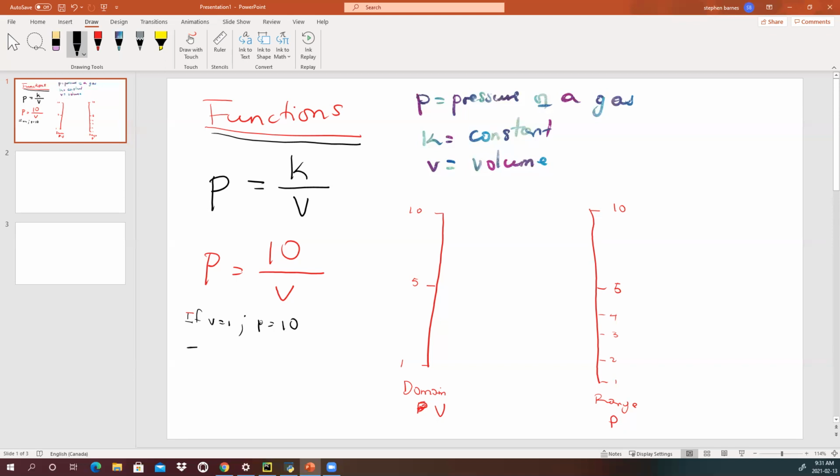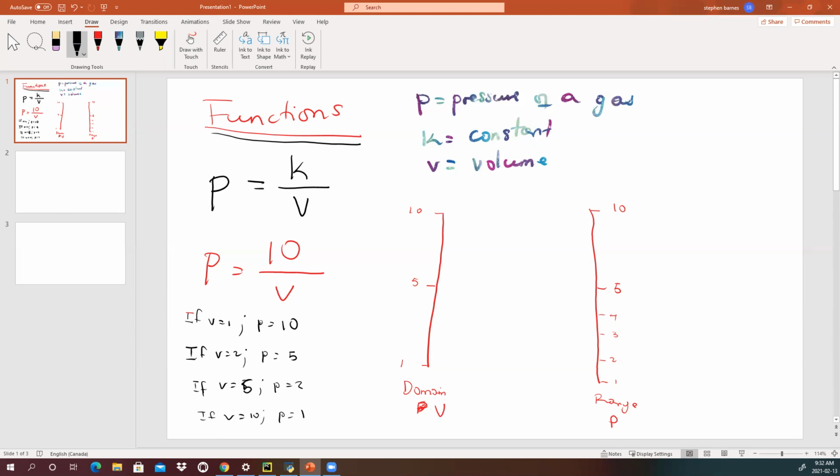Good. Let us say if V is equal to 2, what is P? 5. If V is equal to 3, let's not use 3, I don't want to get an odd number. If V is equal to 5, what is P? 2. And if V is equal to 10, what is P? 1. All right, so let's work with these now.